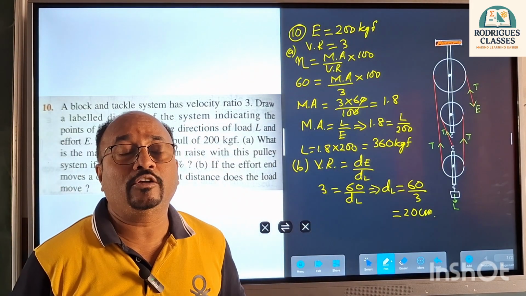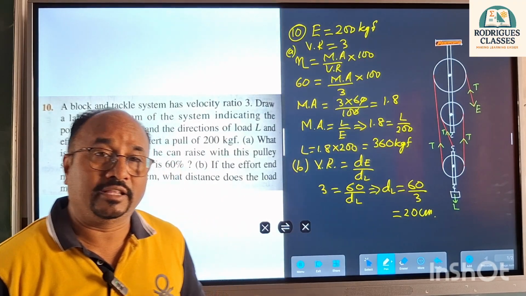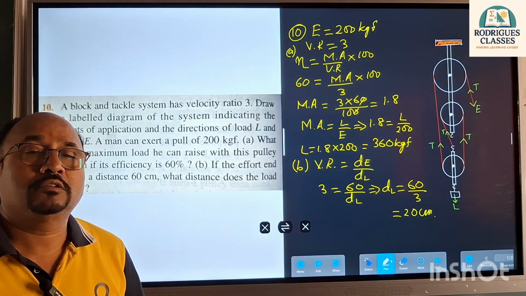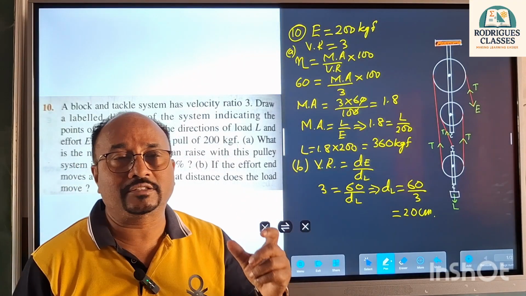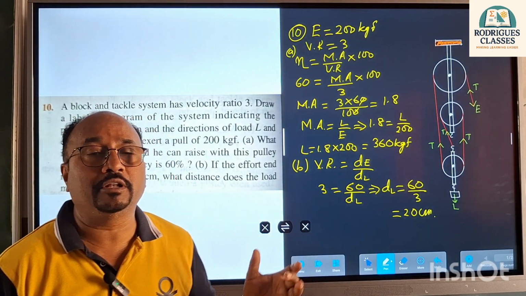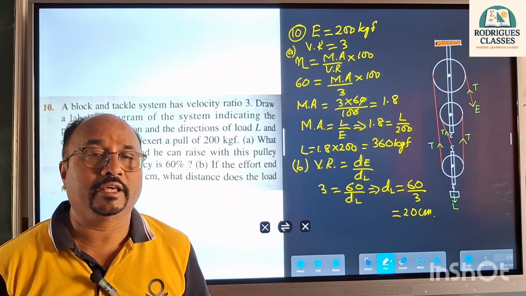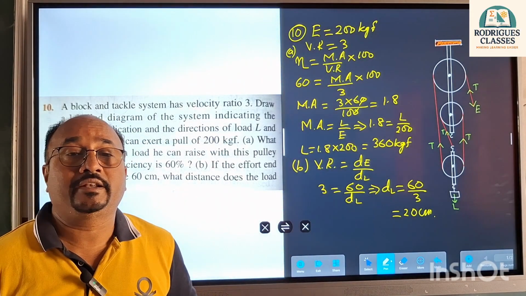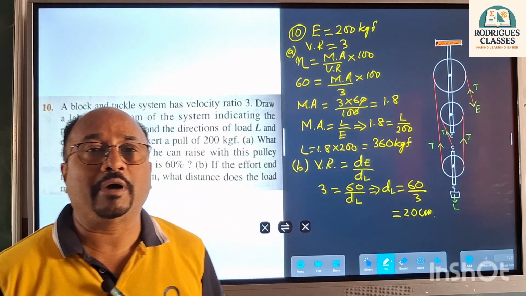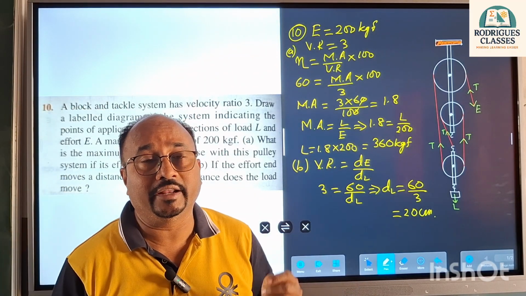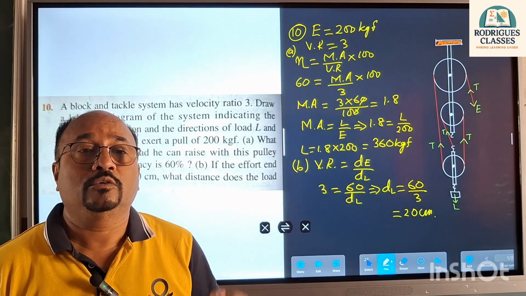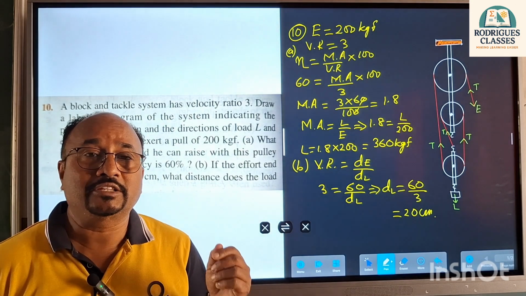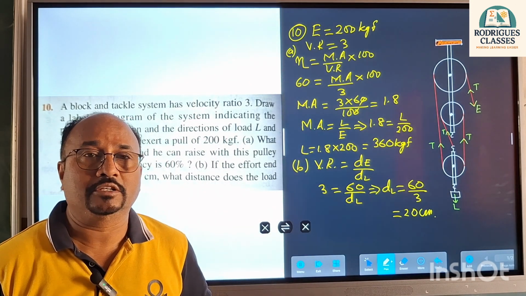We come to the end of the numericals of this part. There is another numerical, the 11th one. We will not be doing it because that numerical is based on one single fixed pulley and multiple movable pulleys, which is not there in your syllabus. So I hope this entire numerical part of machines will help you in understanding and working out the numericals so that you perform to the best of your ability in the examination.